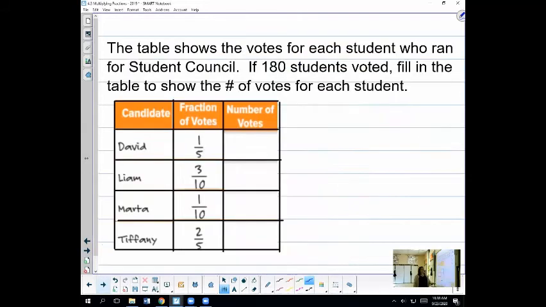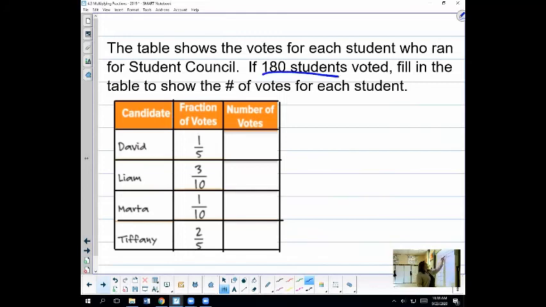So hopefully that is starting to make some sense. So this is kind of a review from yesterday. The table shows the votes for each student who ran for student council. Every year a lot of kids run for student council. And let's say 180 students voted. So they actually filled out and voted. Fill in the table to show the number of votes for each student.